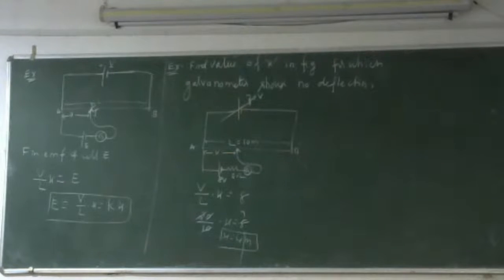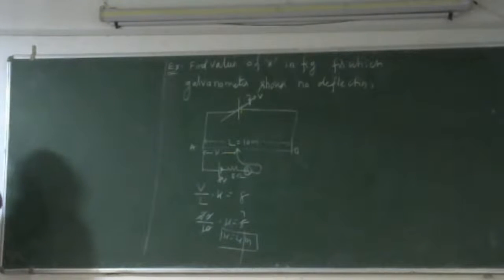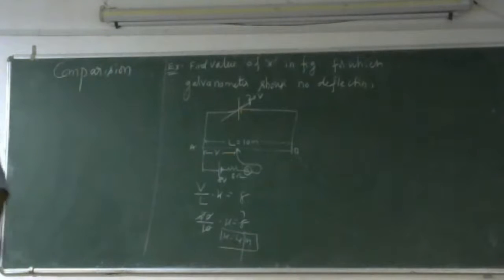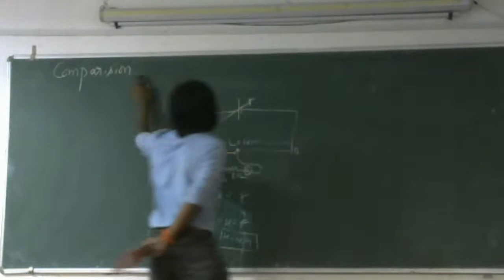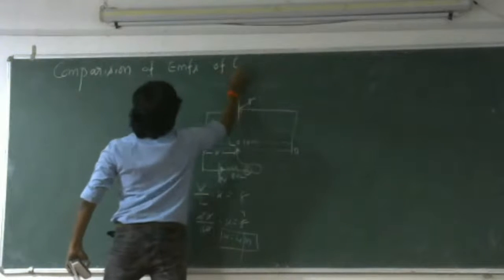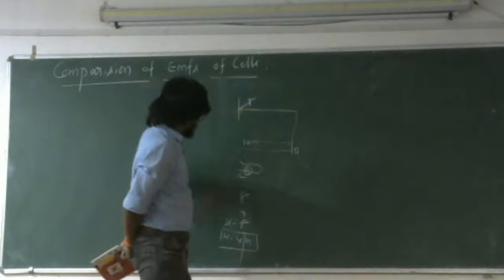Right. So next, write down the heading: comparison of EMFs of cells. How to do this process? By using a potentiometer.